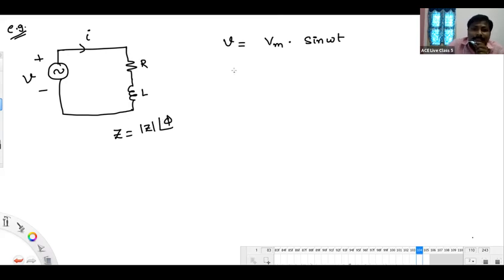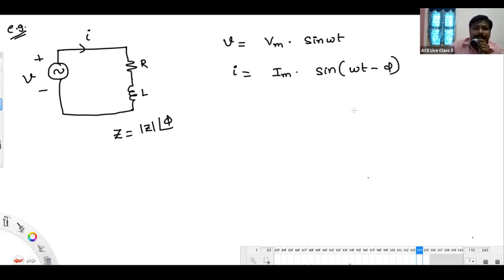Then how can you experience that current I? It will have some magnitude Im, which is Vm by mod Z. So the instantaneous current is Im sine of omega t minus phi, a lagging current. Like this you can get it.